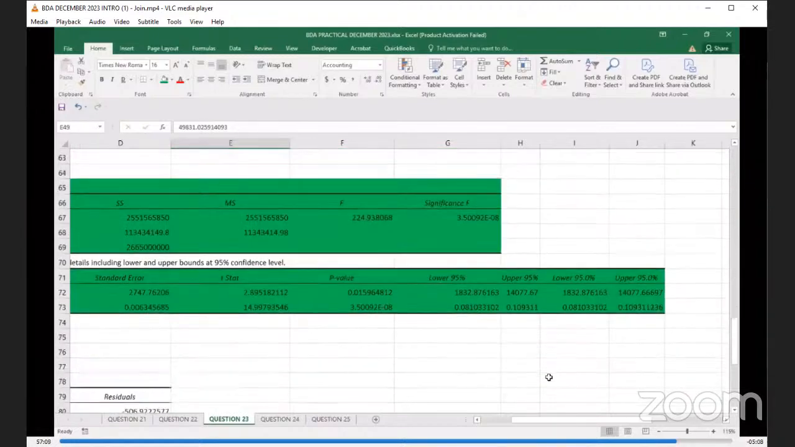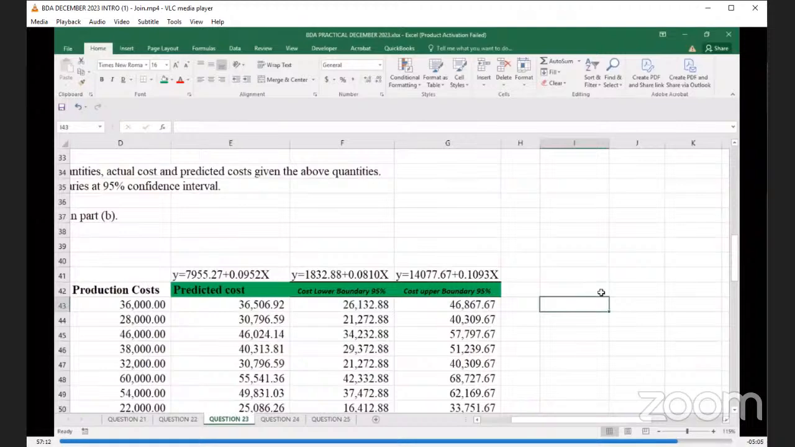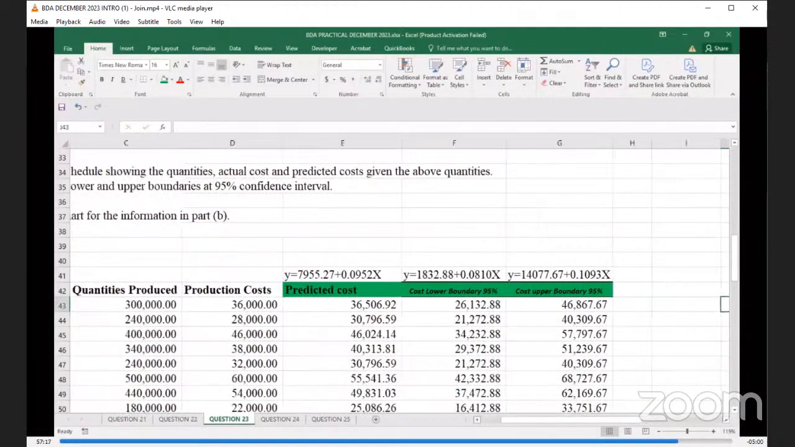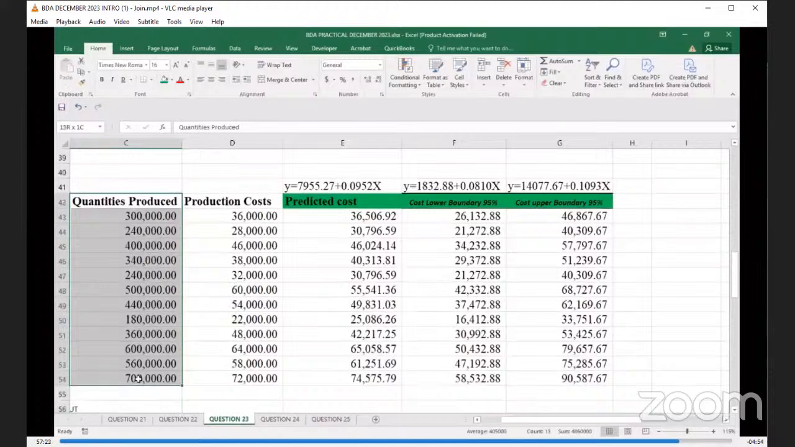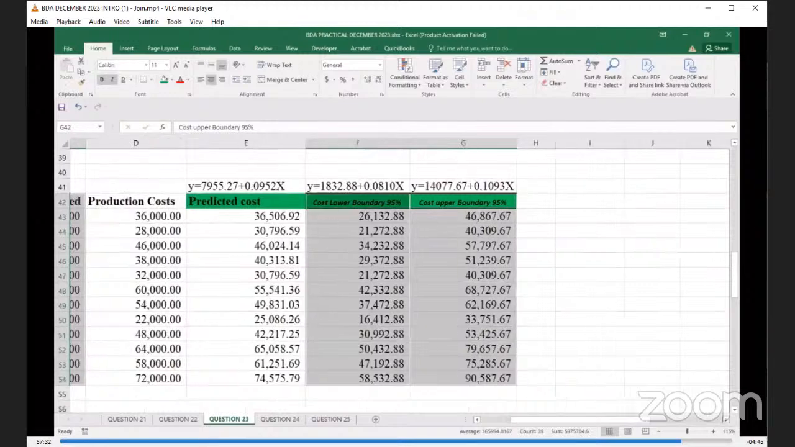I'll just come just beside this point. You can literally come with a chart just beside this. I need the chart. So what should the chart present? The chart should present, number one, quantities. So basically I'm going to have our quantities. I'm going to have my lower cost, post at lower boundary and post at upper boundary.